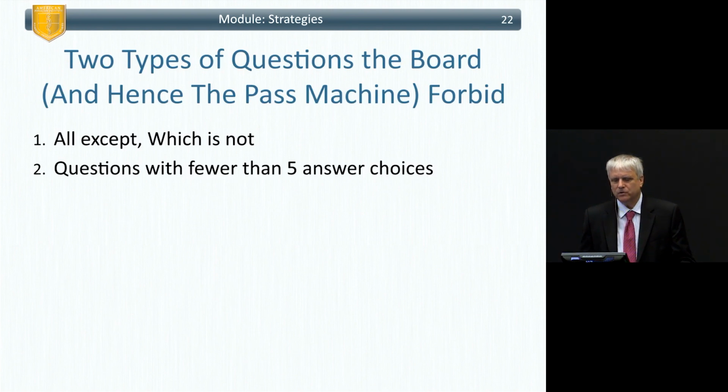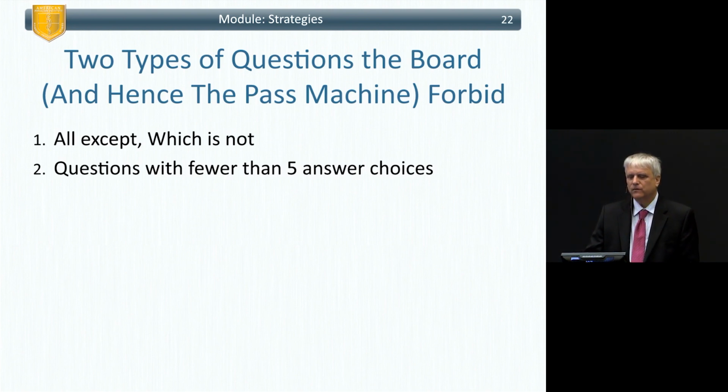There are two types of questions that the board forbids and hence API doesn't use, which is "all of the following except" or "which of the following is not." And the reason they do that is those tests don't discriminate. Even super smart people just read them wrong enough of the time that it doesn't tell you who knows the knowledge, it tells you who happened to read the question right. And so would it be good to have doctors reading everything right to make the right decision? Sure. But when you're trying to discriminate medical knowledge, that doesn't work.